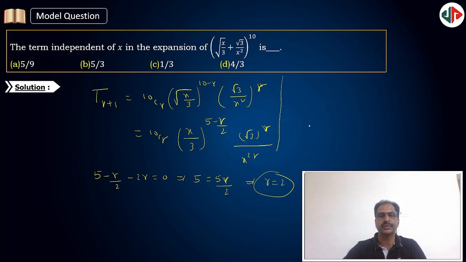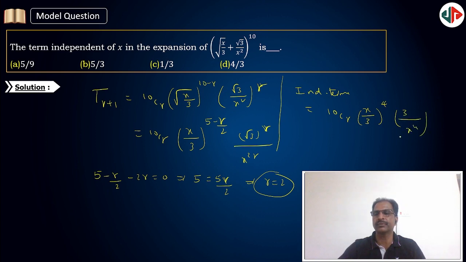Now, how to get the independent term of x? Put r is equal to 2 in there. So the independent term is equal to 10C2 (x by 3) whole power 4, (root 3) whole power 2, 3 by x power 4. So that x power 4 gets cancelled. 10C2 is 10 into 9 by 2, 45. X power 4 gets cancelled. 3 by 3 power 4, 45 by 27 or 5 by 3. Option D.